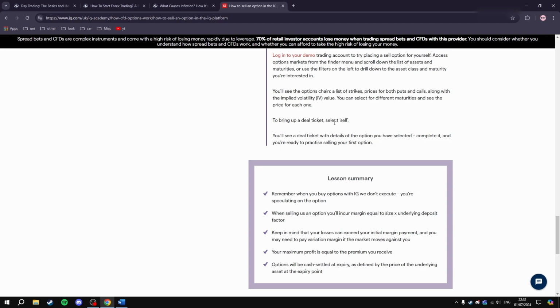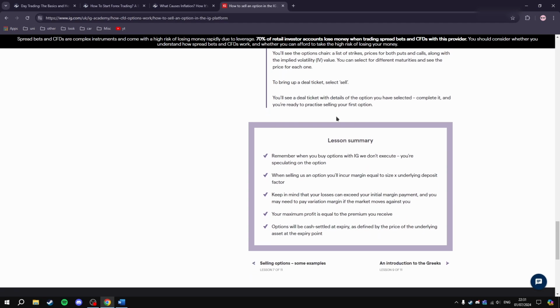Lesson summary then. Remember, when you buy options with IG, we don't execute. You're speculating on the option. When selling us an option, you'll incur margin equal to size times the underlying deposit factor. Keep in mind that your losses can exceed your initial margin payments, and you may need to pay variation margin if the market moves against you. Your maximum profit is equal to the premium you receive. Options will be cash settled at expiry as defined by the price of the underlying assets at the expiry point.